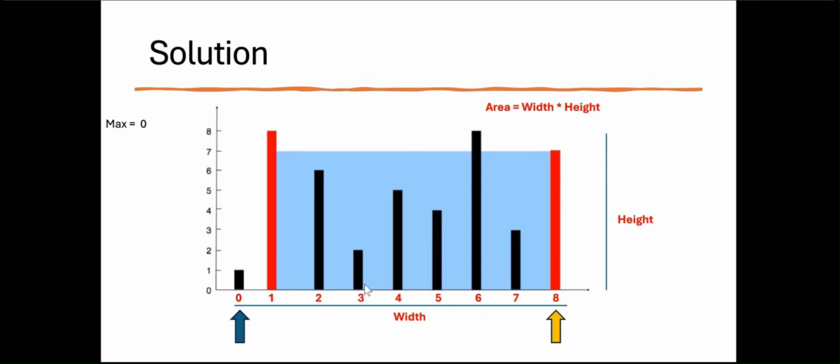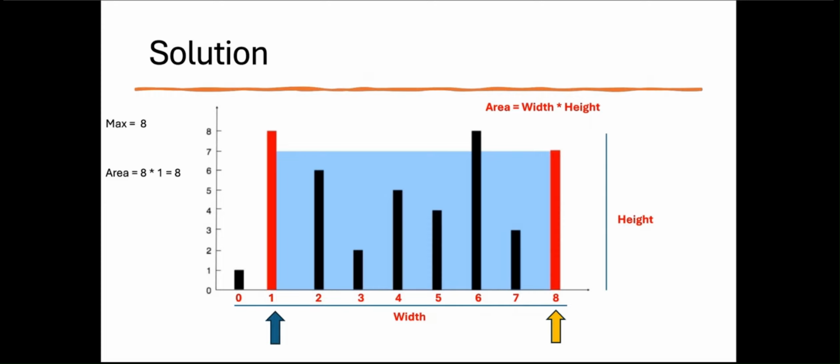So let's understand here. Initially we put our left at 0 and right at 8. So what is the area here? 8 minus 0, which is 8, that is the width, into 1, the small height, right? You can see our height is restricted by the smaller line. So max is 8 now.